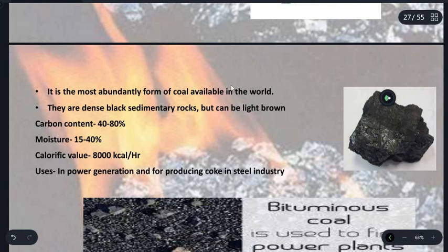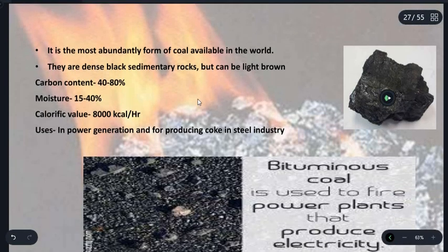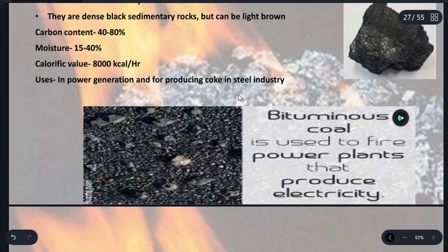It is the most abundantly formed coal available in the world. This is a dense black sedimentary rock, okay. It can be light brown also. My pen is not working here, okay. Carbon content is high, moisture content is low, and calorific value will be high, so it is used in power generation and for producing coke in the steel industry, okay.